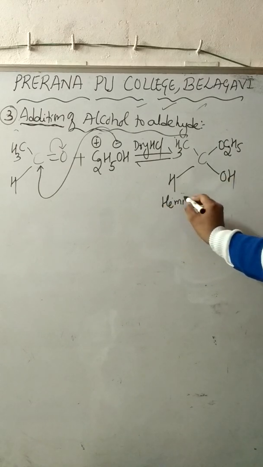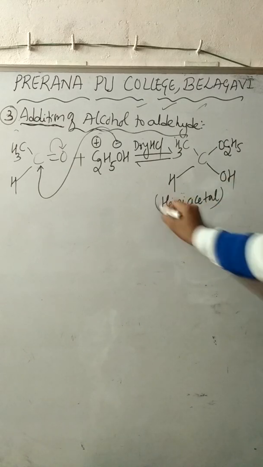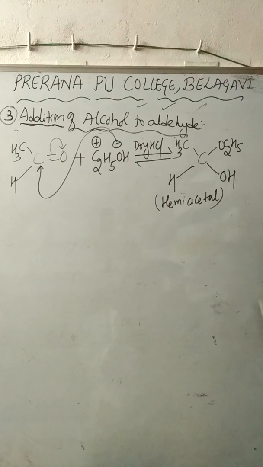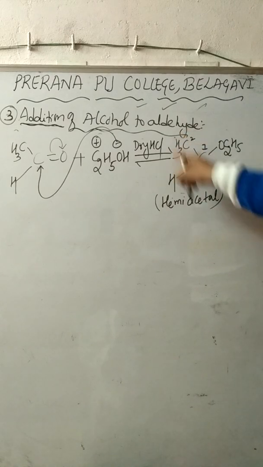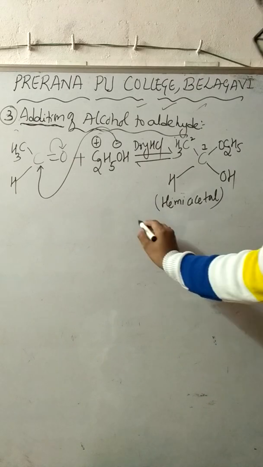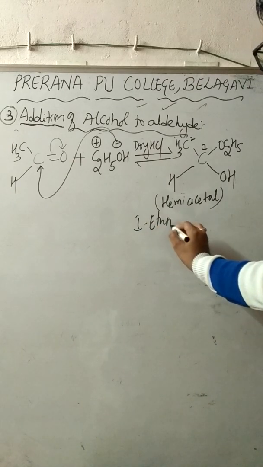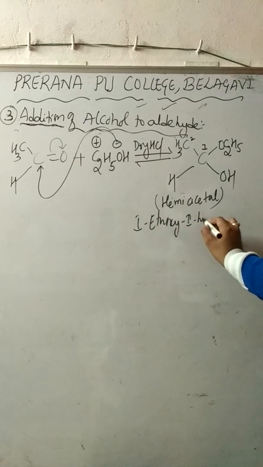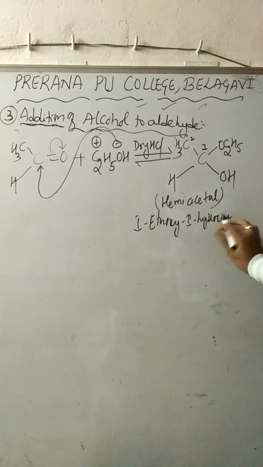In general it is called a hemiacetal. This hemiacetal is given a particular name. Check here, this is first carbon, this is second carbon, the longest chain is 2. So this is 1-ethoxy, according to alphabetical order, 1-ethoxy, 1-hydroxy. Meth plus eth means 2 carbons, hence it is called ethane. I can call this 1-ethoxy-1-hydroxyethane. This is the name of the hemiacetal.